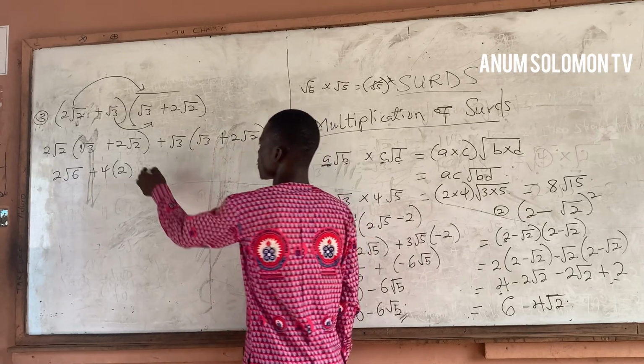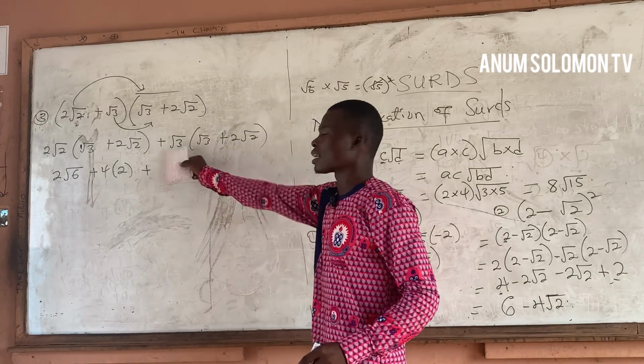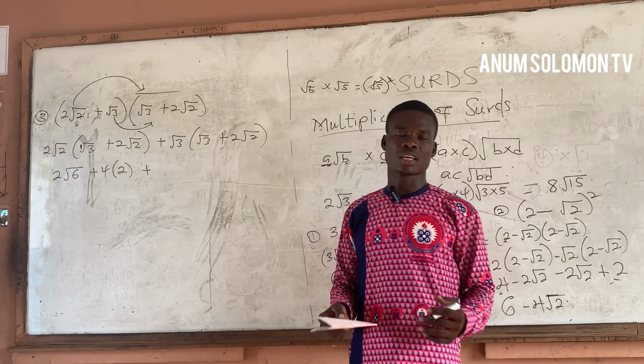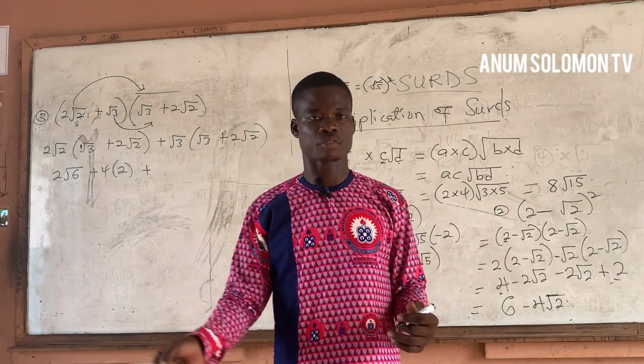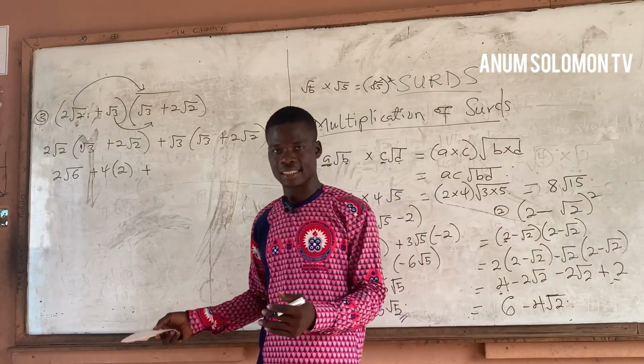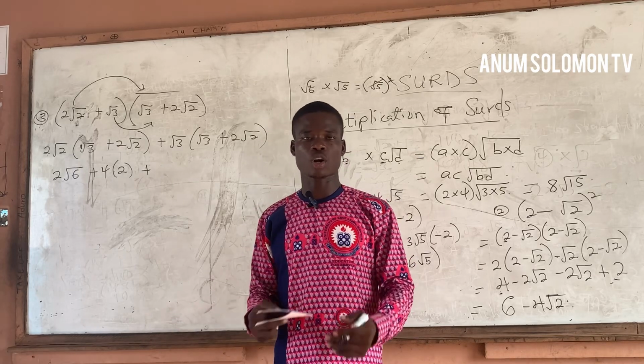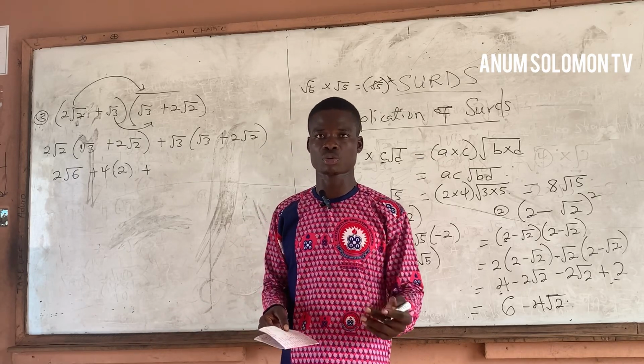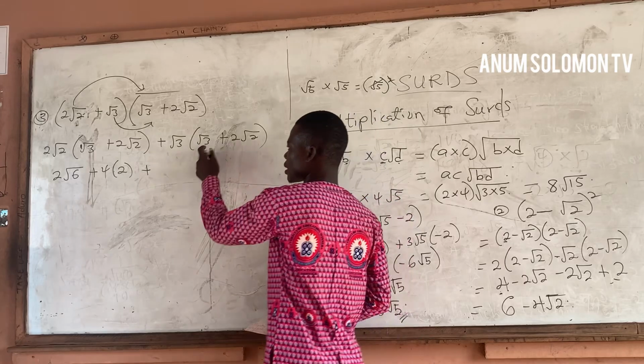On this note, let's move on. So root 3 times root 3. Take your time. Root of 3 times root of 3. Since they are like surds, you are going to get root of 3 all squared, and the square will get rid of the square root. So root 3 times root 3 is what?